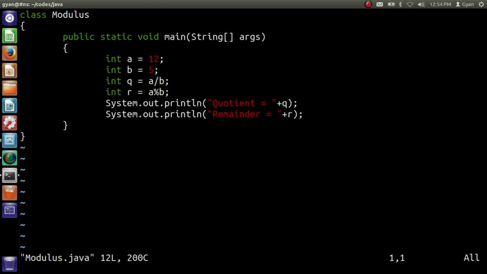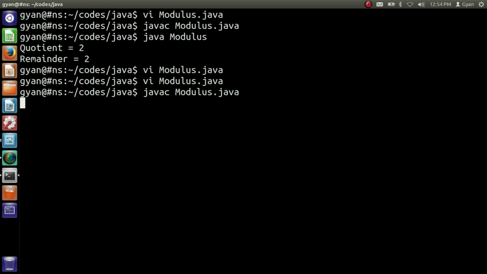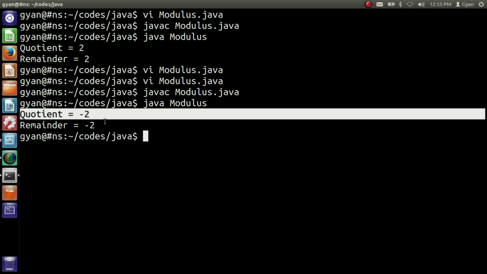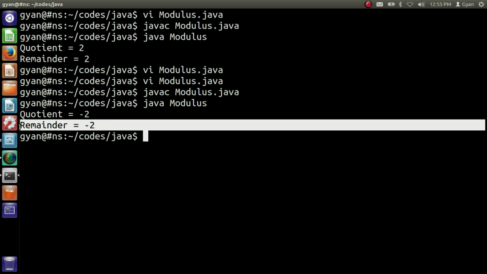Let me write here a is equal to minus 12 and see the result. Save and compile. Javac modulus.java. Compiles fine and then run it. It runs fine. At this time quotient is minus 2 and remainder is minus 2. At this time the value returned by a divided by b is minus 2 and the value returned by a modulus b is also minus 2.